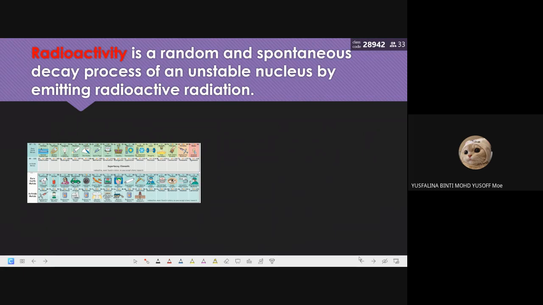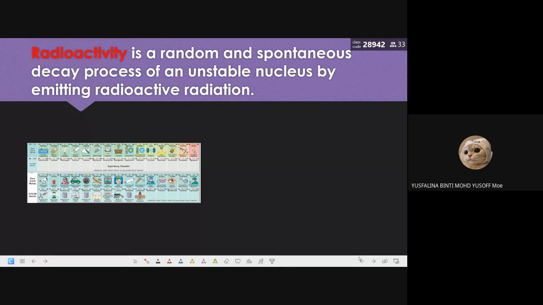When the reaction occurs, it produces high energy. That energy that is released is used, for example, to produce electricity. Like in Japan, they use a nuclear power station. They react the radioactive substance, it produces energy, and that energy is used to produce electricity. But the amount of heat energy released is very high. So radioactivity is a random and spontaneous decay process of an unstable nucleus by emitting radioactive radiation. While they react, they emit radioactive radiation.